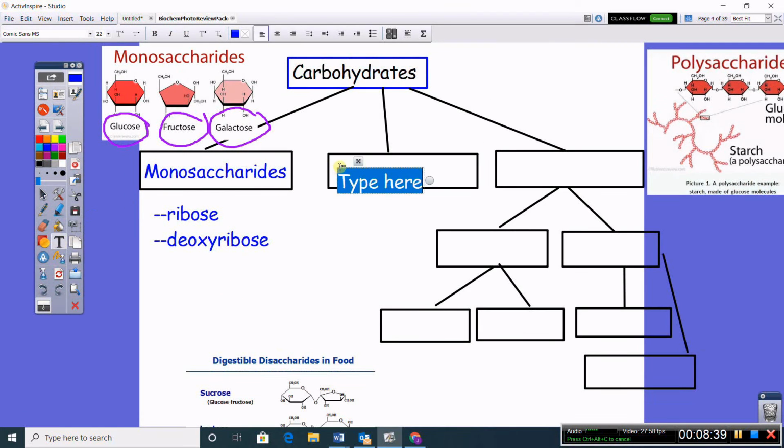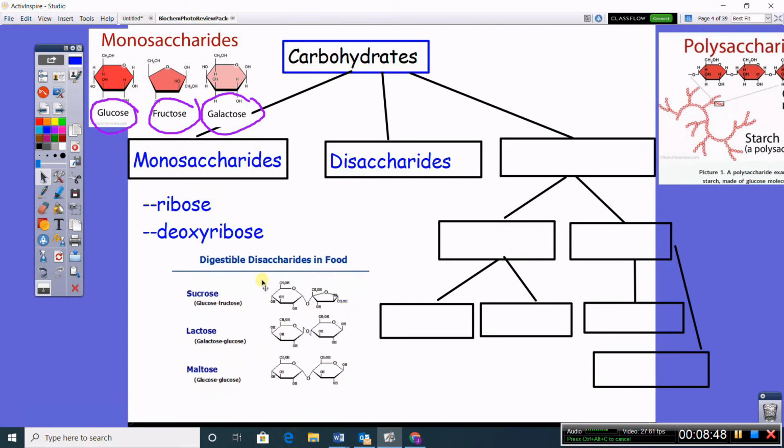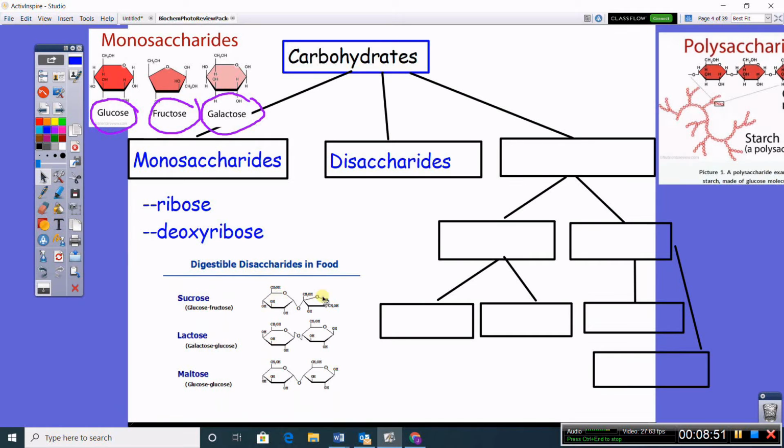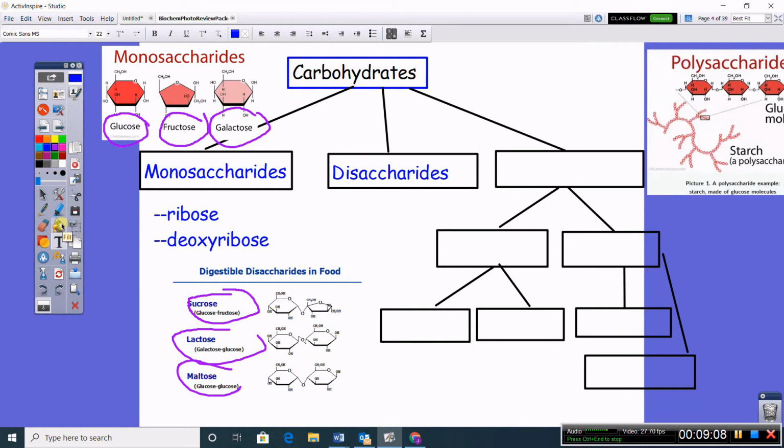Your next category is going to be your disaccharides. Disaccharides, we've got some of those listed here. Remember, those are going to be two rings joined together. So some disaccharides will include sucrose, lactose, maltose. Those are the three that I normally have you be aware of. We did learn about oligosaccharides. Oligosaccharides usually have between about 4 and 6 ring sugars there. And then once you go beyond oligosaccharides, then you get to our larger sugars, which are our polysaccharides.